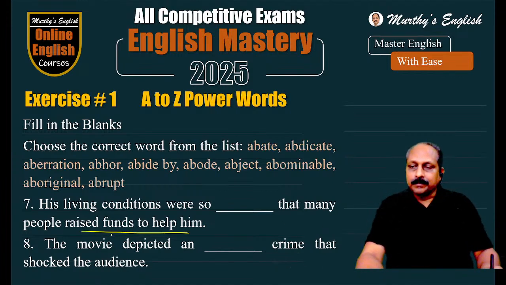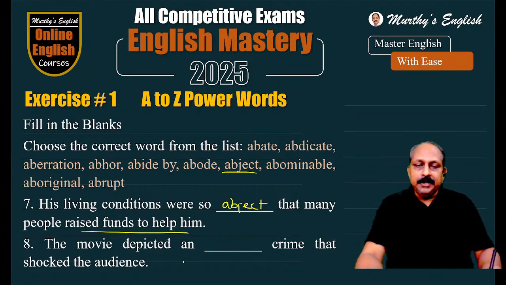This is a clue. They raised funds means what? No, Nagashri. They raised funds means not rich, no money. Based on that, we have to choose the word abject, extreme poverty, not abominable, no, abject poverty. So abject. It goes with lack of money. Based on that, the right word is abject.